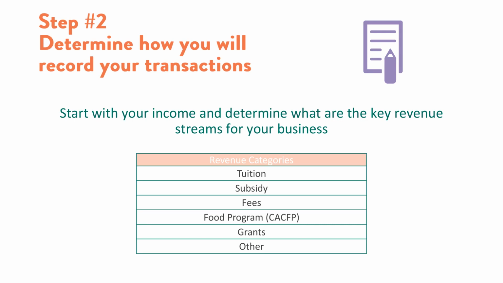You want to set up some simple categories to start. Begin with your income. Determine what the key revenue streams are for your business, that is, the sources from which you primarily receive your money. Parent fees will likely be one source. Another might be a child care subsidy or payments from the food program, CACFP. Perhaps there are additional funds that you receive for after-school students or grant funds. Each one of these will be a separate revenue stream to account for. You can use this example list to categorize your income sources.